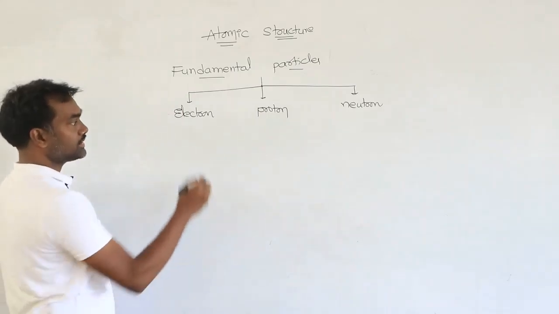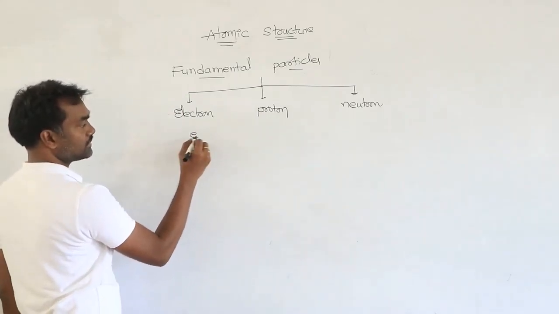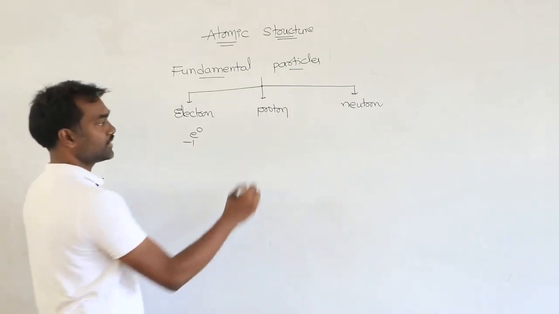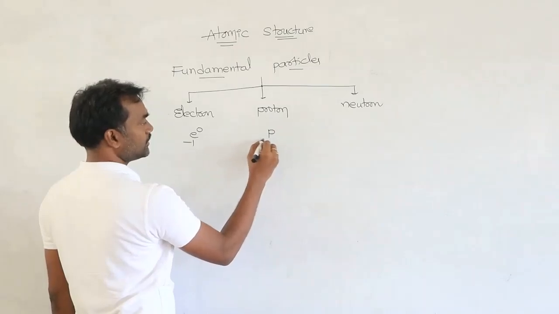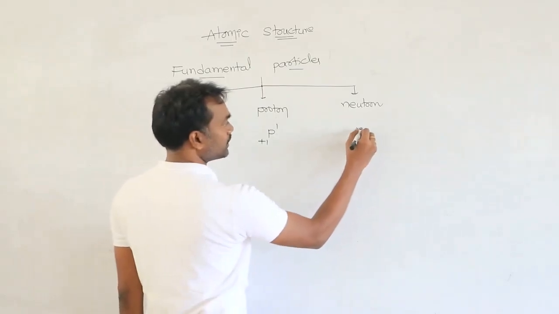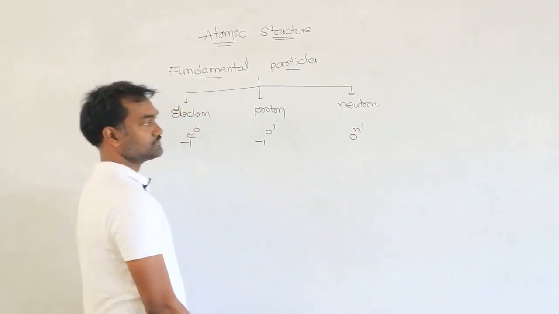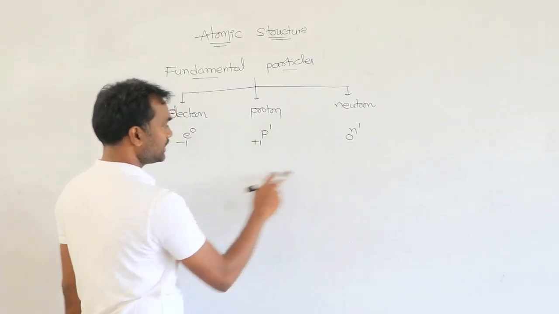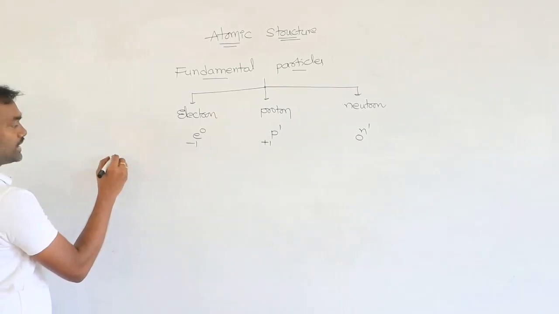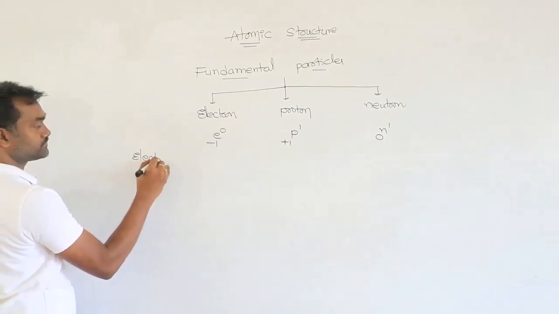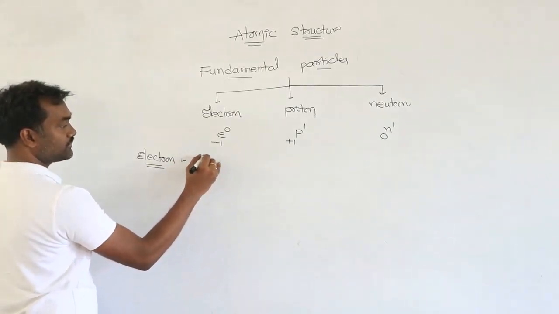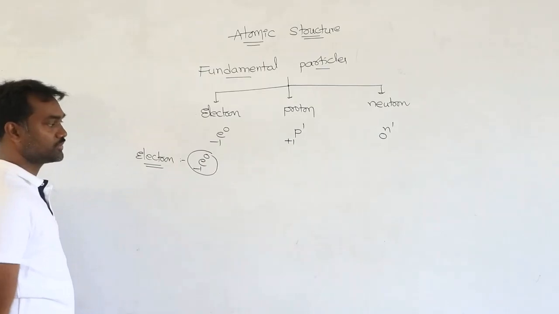Generally, the electron is indicated with zero mass and negative charge. The proton is indicated with P, positive charge, 1 mass. The neutron is 0, 1, so there is no charge. Next, the important points about electrons. It is indicated with 0, minus 1.